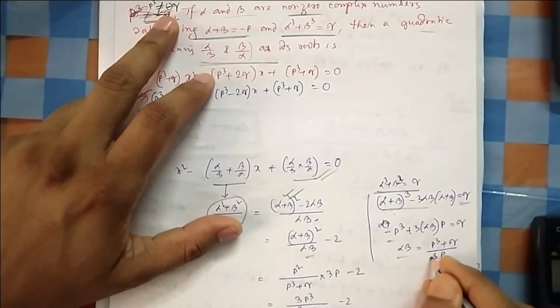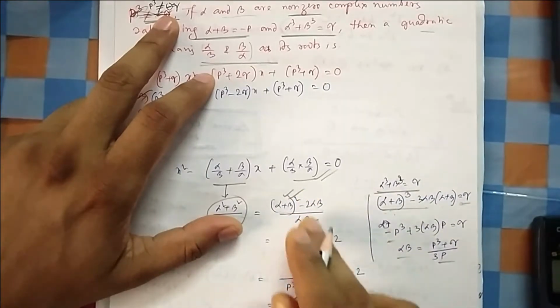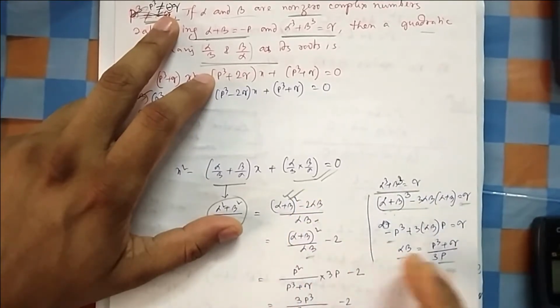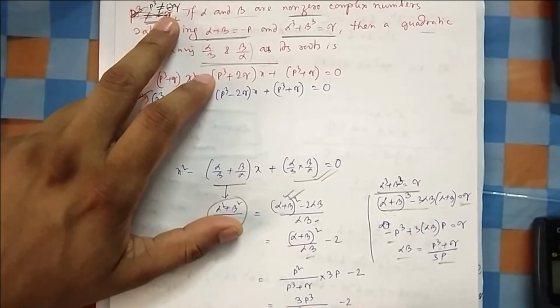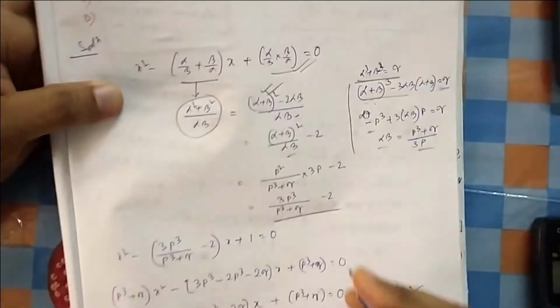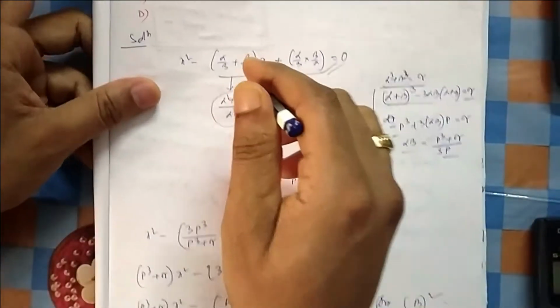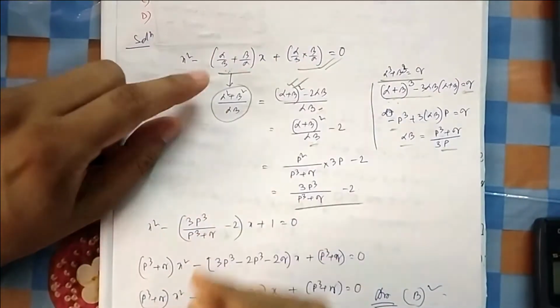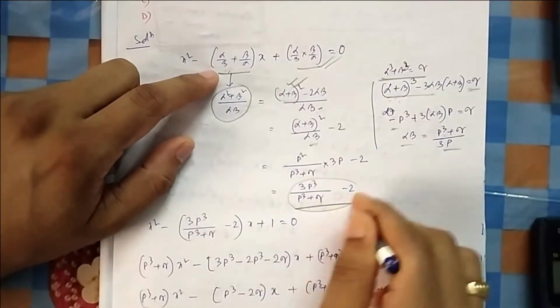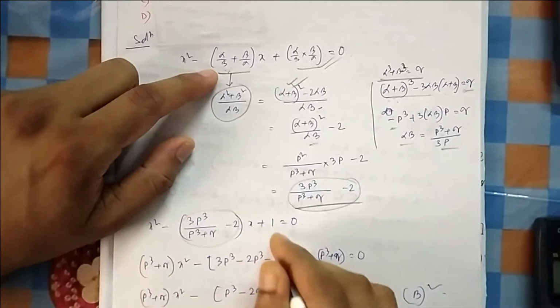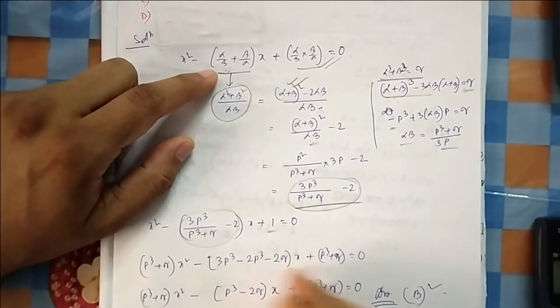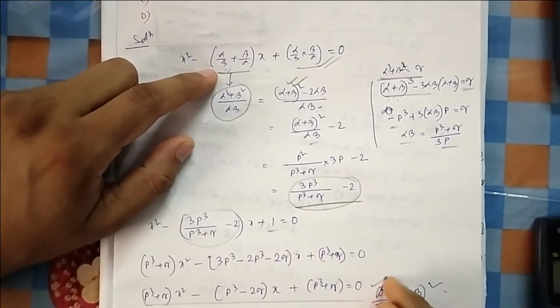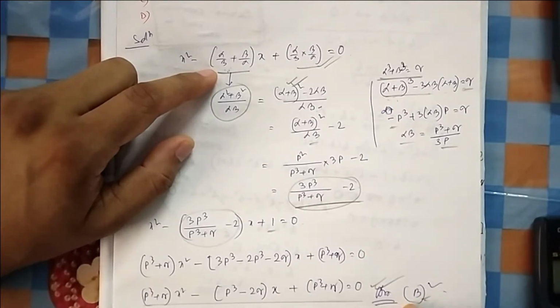So now you can put the value of alpha beta here, or you divide it here, it is simplified a little bit and ultimately you will get this. So it is easy. Finally you will put all these things in this box. So this is your sum of the roots, and this is your product of the roots. Finally if you simplify it, you can easily do it, I think. So you will find option B is the correct one.